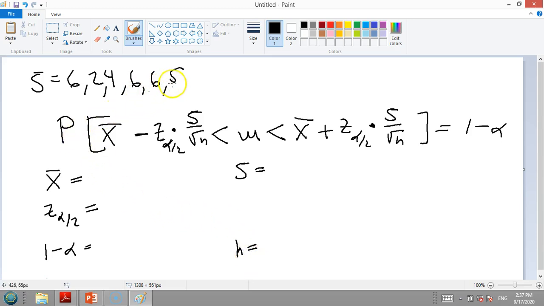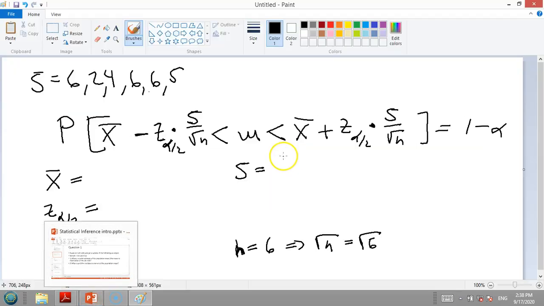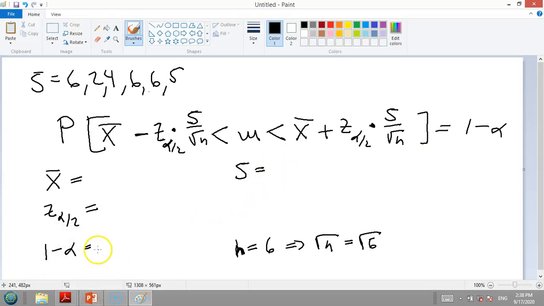N is 6. I need to take the square root of N, so the square root of 6, like this. What is X bar? Well, let's see. What is my confidence level? This here is the confidence level. It should be 0.8.